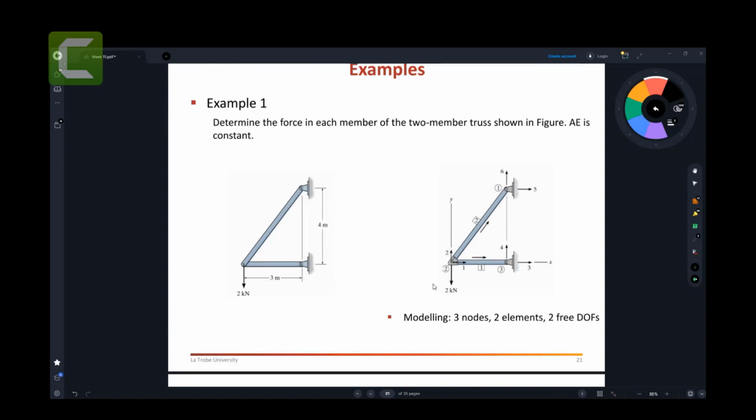So let's do the examples, because if I give you a lot of information, you will not be able to absorb all of it. So let's do the examples first for those calculations, and then I will explain the force vectors and displacement vectors and so on. So what is that? Determining the forces in each member of the two member trusses, and AE is constant. So we need to find the member forces, the displacement, the reaction forces, everything here. This is an indeterminate structure.